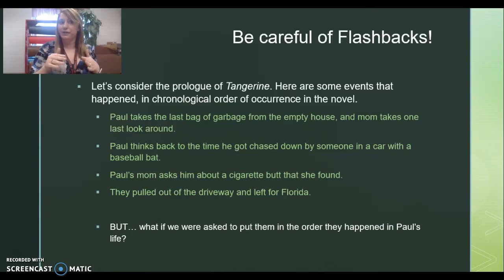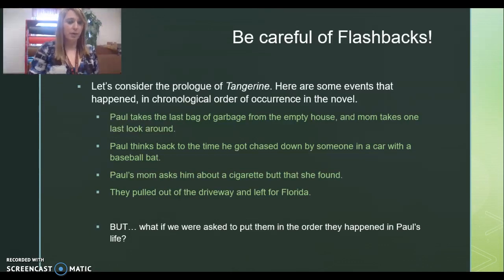So we're getting deep here. Up until this point, it's just been in order. It's been very easy. It's been a review. But if we're looking at flashbacks, it really depends on the question. So I think the example will help make sense of that. Considering the prologue of Tangerine, we've all read Tangerine. Not the whole book, but we've all read the prologue. It's the first 4 pages. And so here are some events that happen in chronological order. I started from page 1 and went to page 4, so they happen in order in the book.